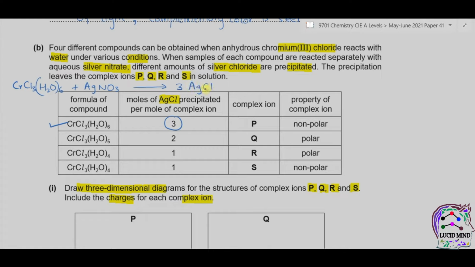Now 3 moles precipitated means that 3 chlorine atoms are removed from the reactant, so the part that is left will be Cr(H2O)6. So this is the complex ion P and it is nonpolar. Similarly, from this, if 2 moles of AgCl are precipitated, it means 2 chlorine atoms will be removed, 1 is still left behind. So the formula of the complex will be CrCl, as 1 chlorine is left. We have 5 H2O.